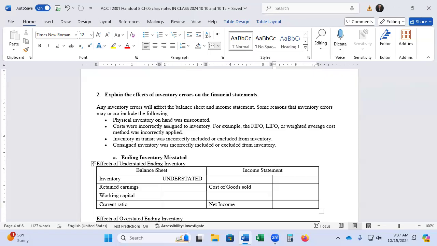All right. And so remember to find our cost of goods sold, you have your beginning inventory plus your purchases minus your ending balance, and that equals your cost of goods sold, right? So if ending inventory is understated, cost of goods sold is going to be overstated.